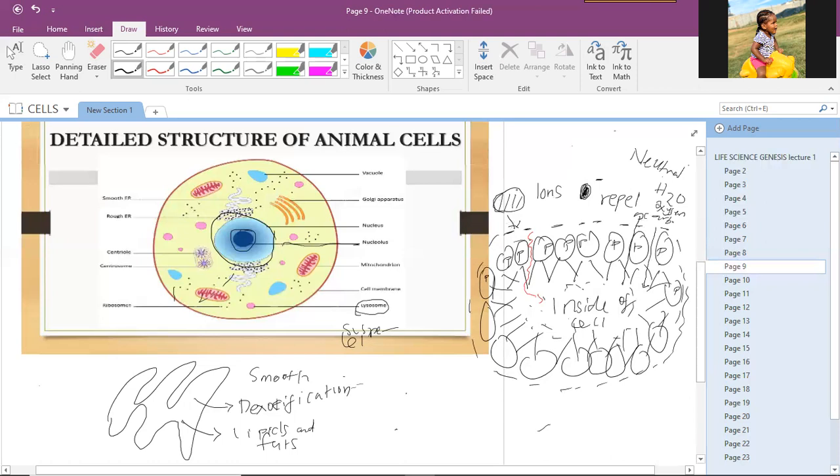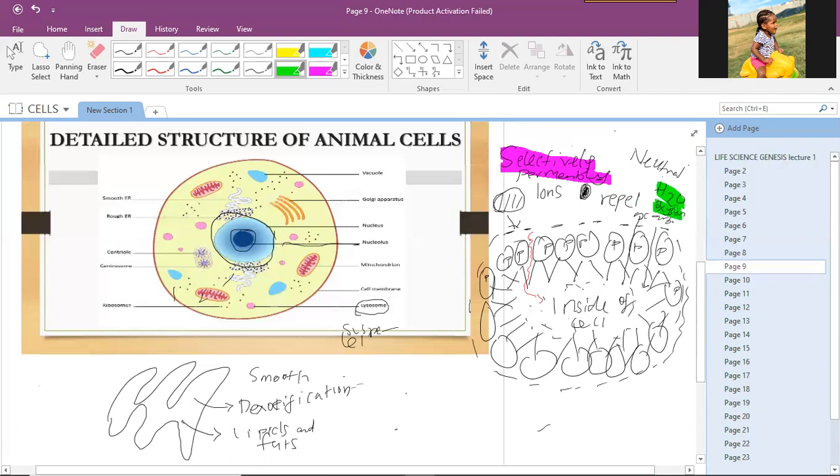In this way, the cell membrane is selectively permeable, in that it can only allow certain important things to pass inside and outside the cell. Why important things that are neutral? Water is very important to the cell, so water has to be able to get into the cell, and it has to be able to leave the cell.